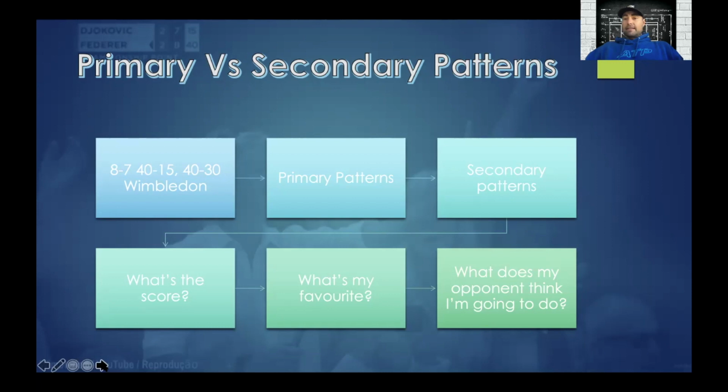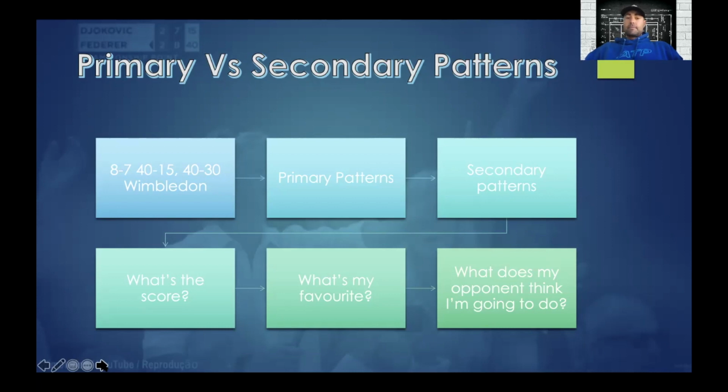But primary patterns basically are your favorites. They're the ones that you're best at and you use when you need the point the most, usually. Secondary patterns are mix-ups. They're surprise plays or locations that you do every now and then, and you typically have more success with these patterns because they have a little bit more shock value and they surprise your opponent. But you can't live on secondary patterns.